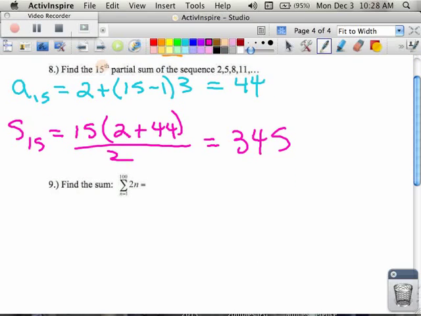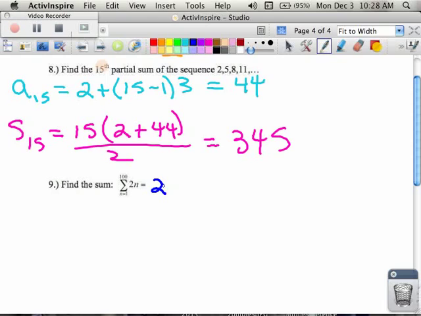Number 9, they use symbology. And all this means is just like we did before in our earlier lessons. Start with the number 1 for the counter and keep on going. So what this is talking about, when you see the sigma there, that means you're summing something up. This is a series. So the first thing is 2 times 1, which is 2. Because I plugged a 1 in for the n. Because it says on the bottom of the sigma, start with the number 1.